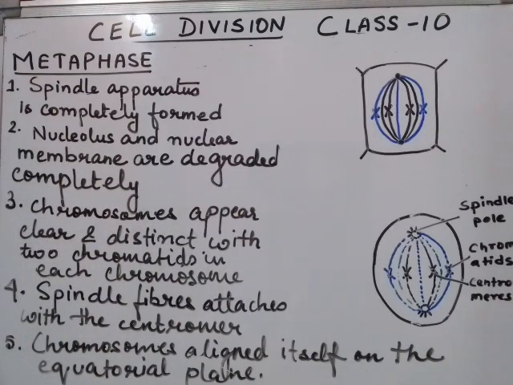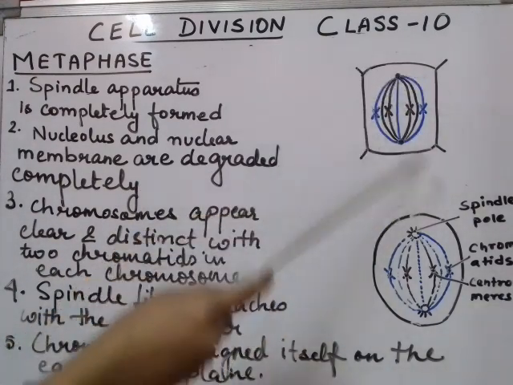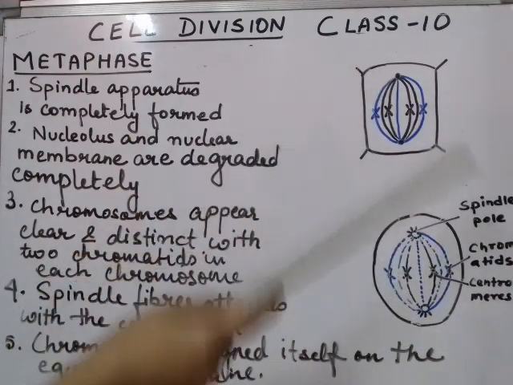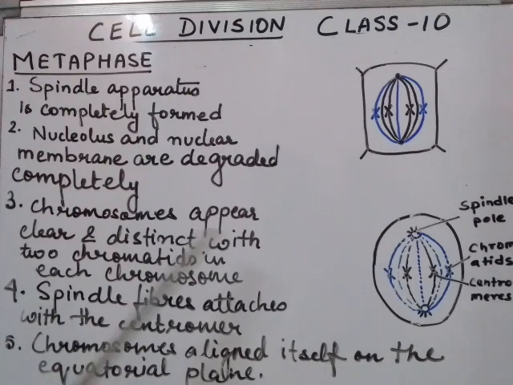That means in no way are you finding them anywhere in the image. In the diagram you will not find the nucleolus or nuclear membrane anywhere. It has disappeared completely in metaphase. In prophase we found a little shade of nuclear membrane that was on the verge of disappearing, they were just moving out. In metaphase we are not finding it at all. So keep it in mind.